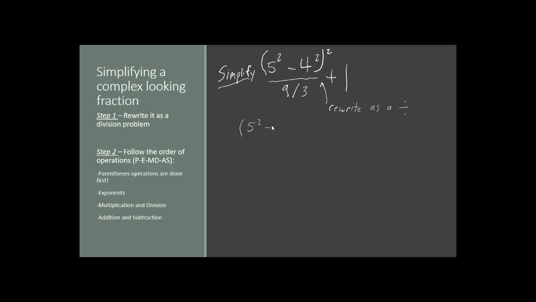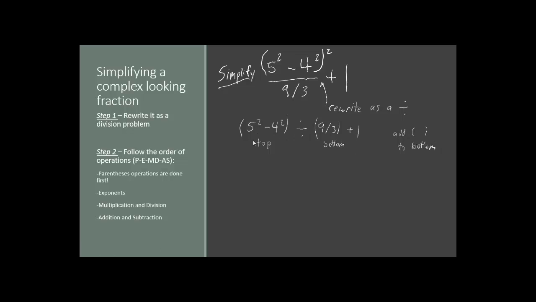So we still have 5 squared minus 4 squared, and now a division sign, and then 9 divided by 3 plus 1. This 5 squared minus 4 squared came from the top, and the 9 divided by 3 came from the bottom. Let's go ahead and add some parentheses to the bottom part, just so we can remember that whole thing was the bottom.